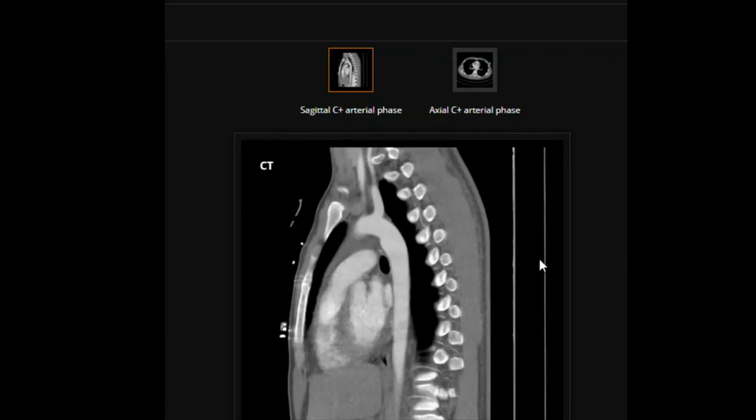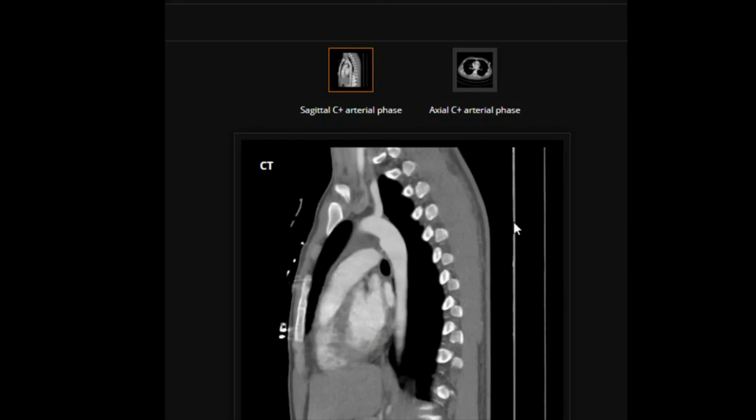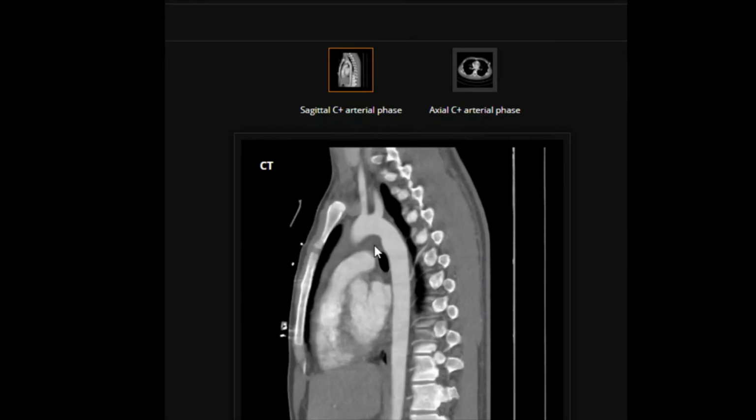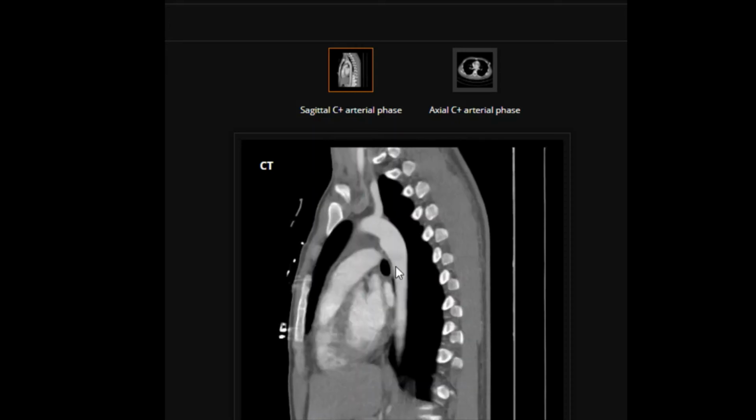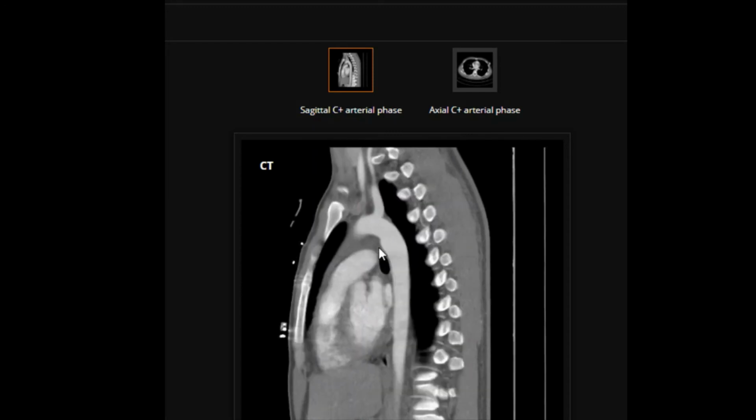So this is an example of a normal, or a more normal-appearing ductus diverticulum, and we can see here just at the aortic isthmus distal to the origin of the subclavian artery here. This is a more typical appearance of the ductus diverticulum, a normal variant.